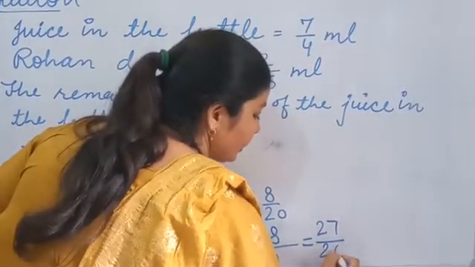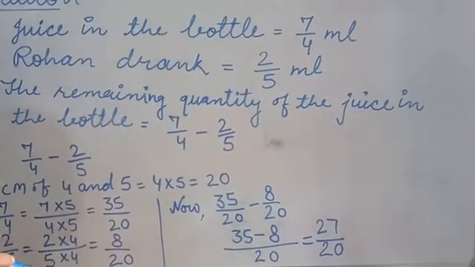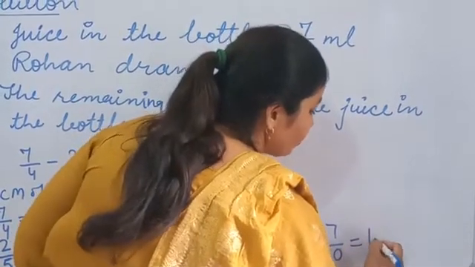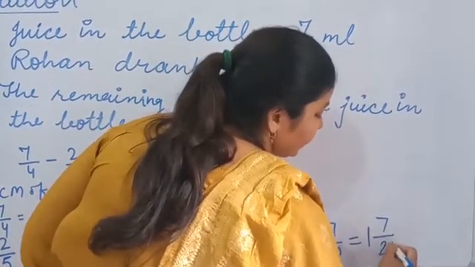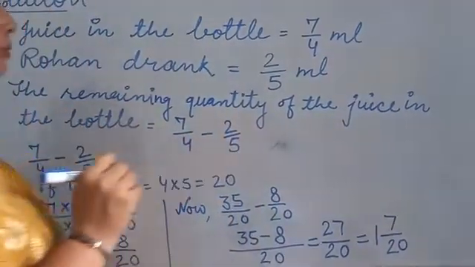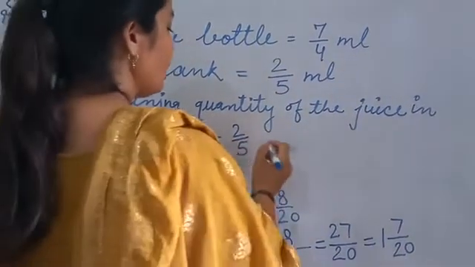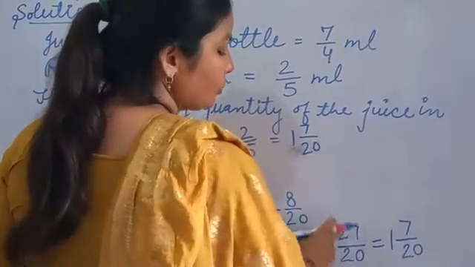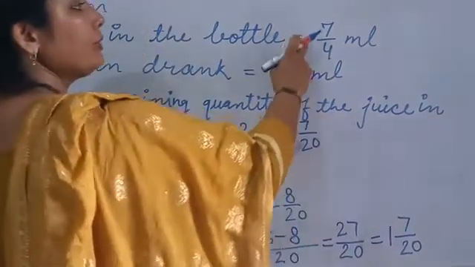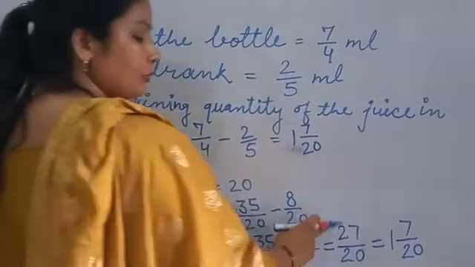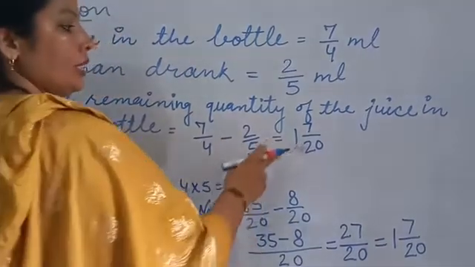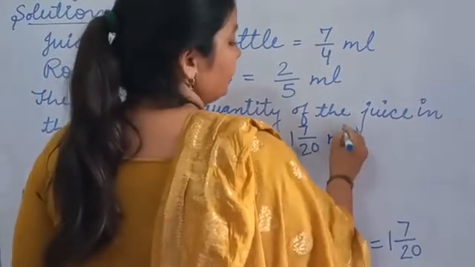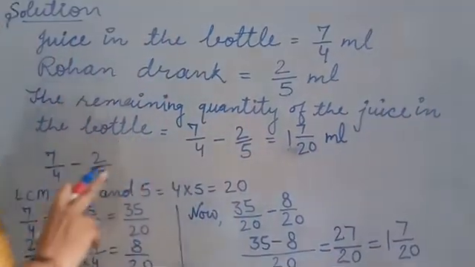27/20. It is an improper fraction, so we change it into mixed. So 1 20 is 20. 1 whole 7/20. That's your answer. So how much remaining? That is 1 whole 7/20. You can leave 27/20 also, because it is already given in improper fraction. If you leave 27/20, that is also correct. Otherwise you change it to mixed. So 1 whole 7/20 ml juice remains in the bottle.